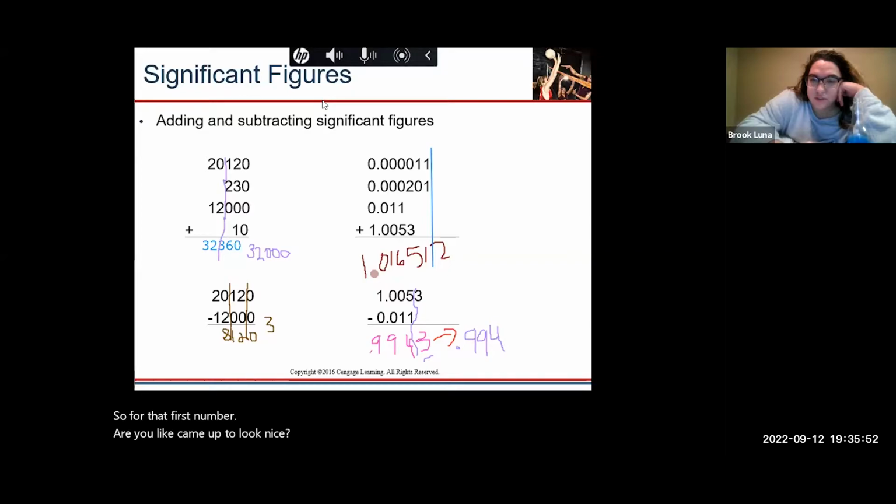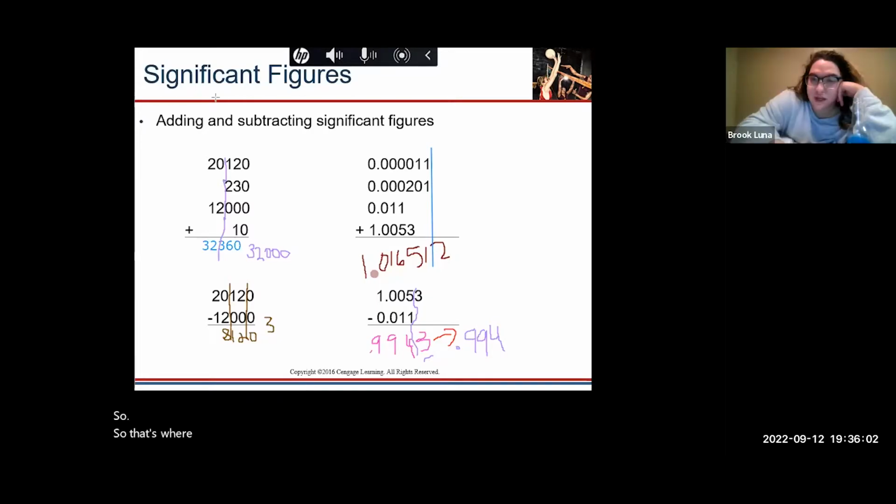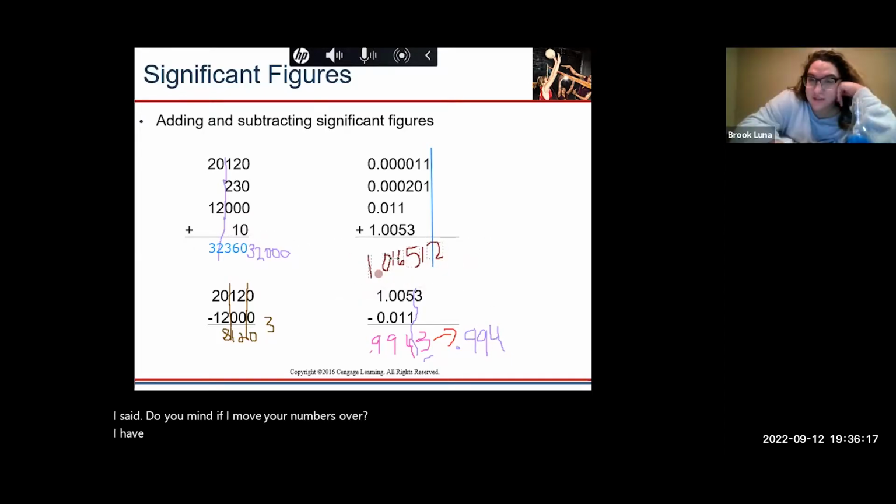Okay, so the first number is 2, which is right here. Okay, so that's where. Do you mind if I move your numbers over? Yeah, go ahead. I don't like that. What did you do? That looks weird. Oh, okay.